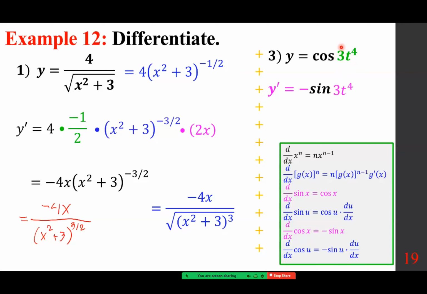Otherwise, you need the derivative of this piece by the chain rule, du dx: cosine of u, minus sine u du dx. So we need du dx. This is your u. So you need 12 t cubed. Of course, this, we put it in front, and we are done.